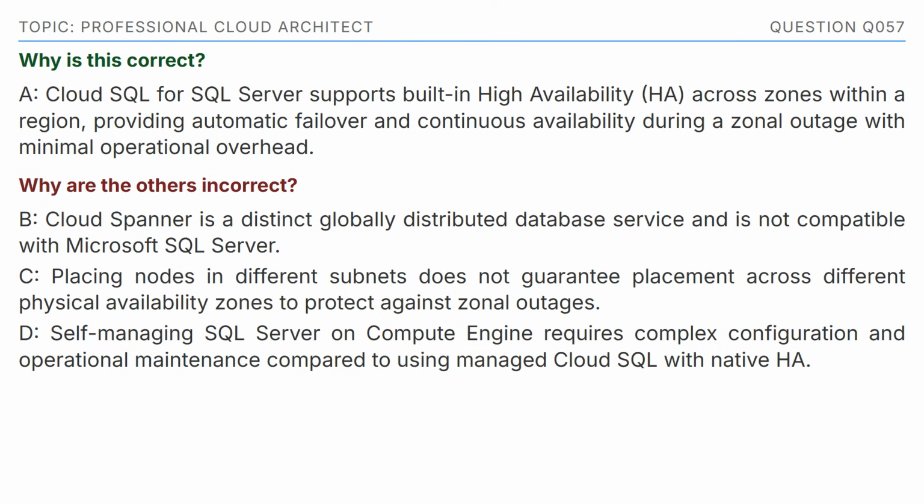Why are the others incorrect? B. Cloud Spanner is a distinct globally distributed database service and is not compatible with Microsoft SQL Server. C. Placing nodes in different subnets does not guarantee placement across different physical availability zones to protect against zonal outages. D. Self-managing SQL Server on Compute Engine requires complex configuration and operational maintenance compared to using managed Cloud SQL with native HA.